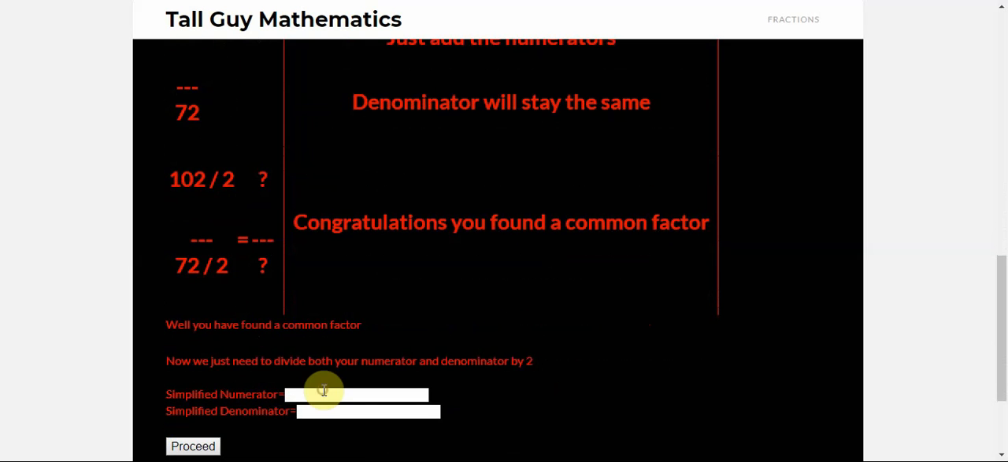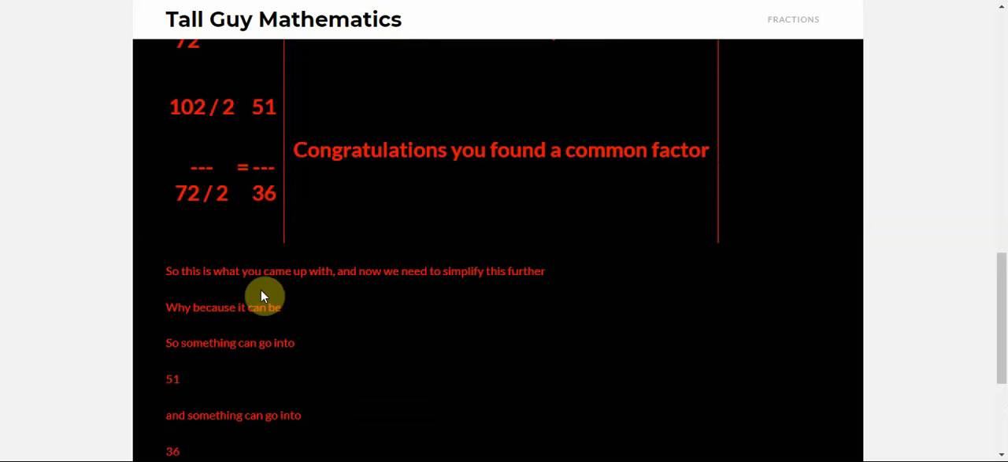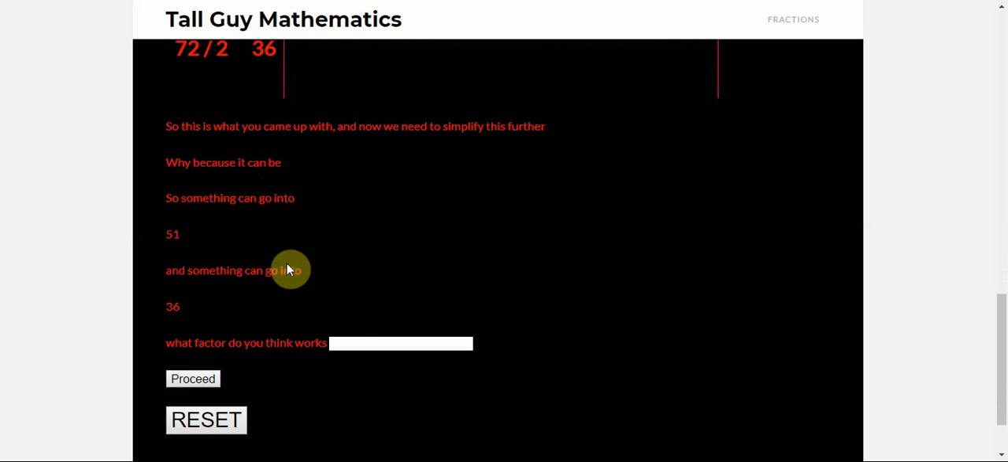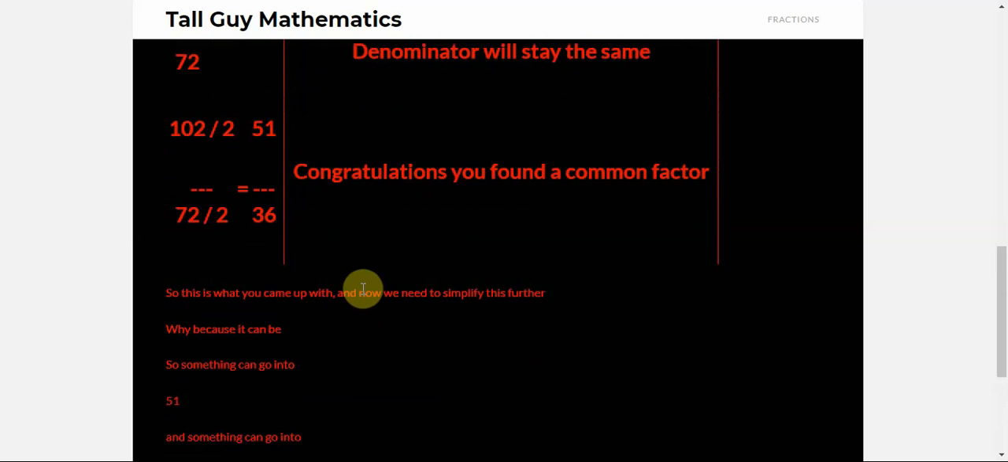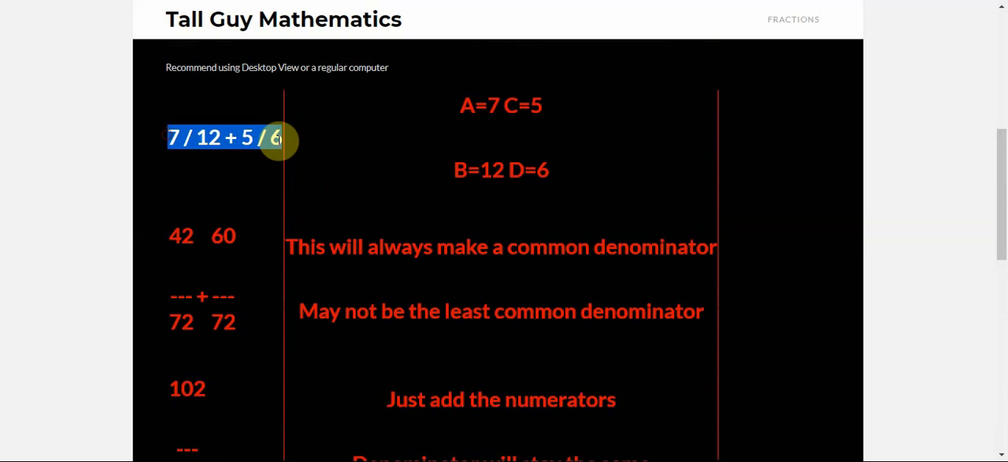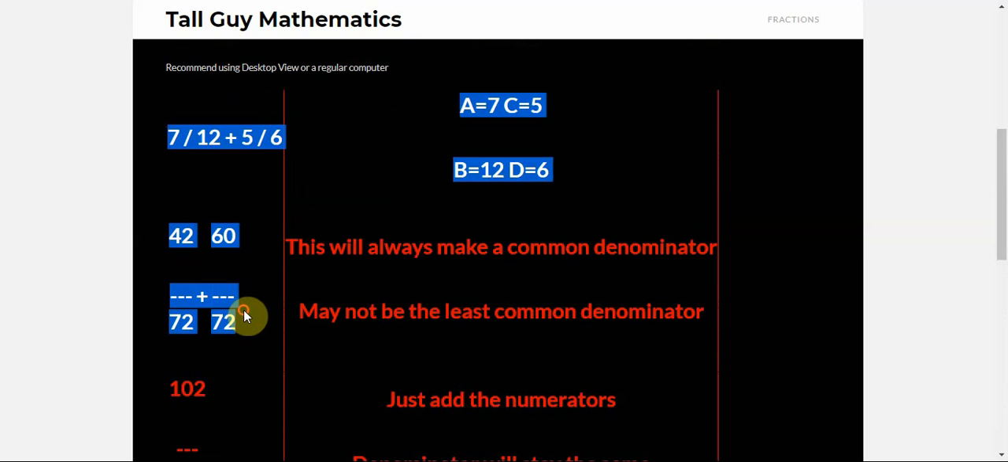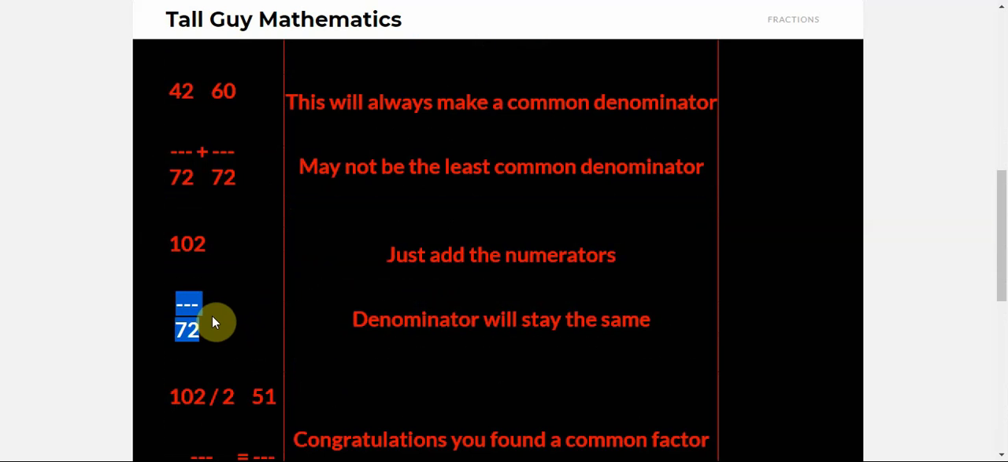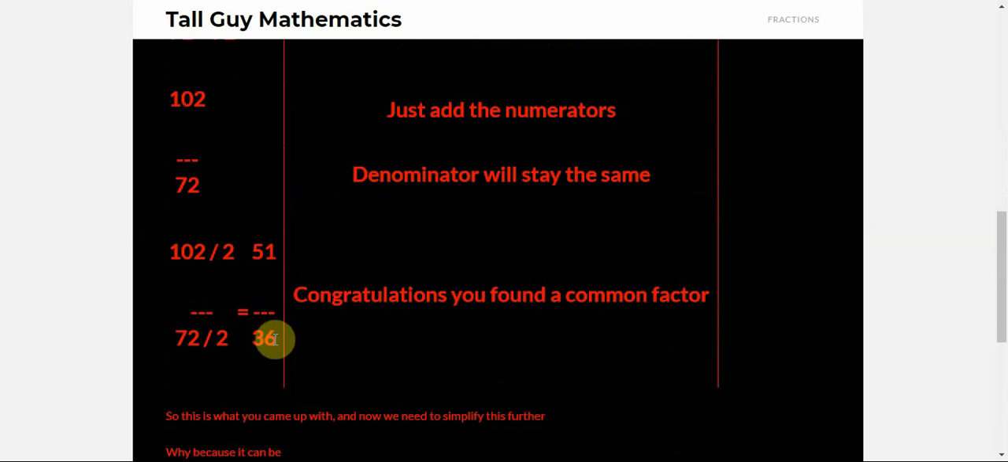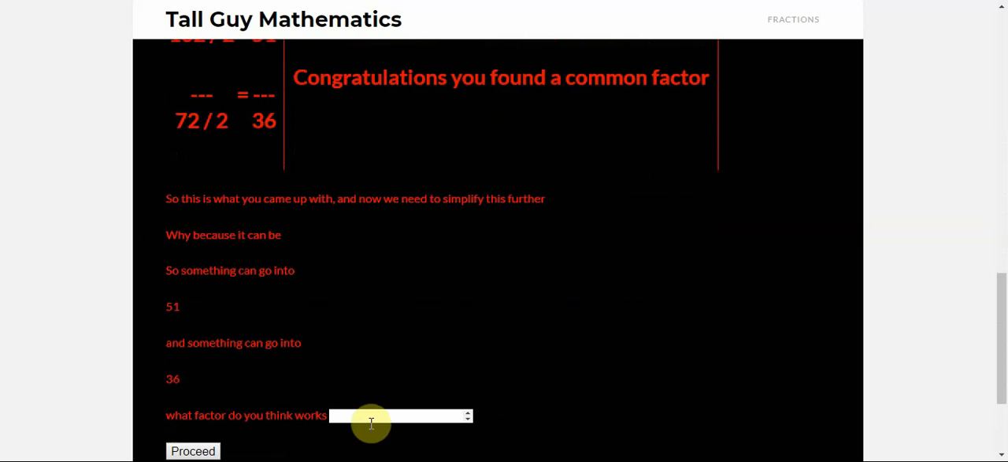So 102 divided by 2, let's see, 2 goes into 10 5 times, 2 goes into 2 1 time, and 2 goes into 7 3 times with the remainder of 1, 2 goes into 12 6 times. So 102 over 72 simplifies to 51 over 36, but we need to keep on simplifying. So up to this point, we started out with this fraction with these common denominators that led to this fraction set, which simplified to this, and now we just need to keep on simplifying.